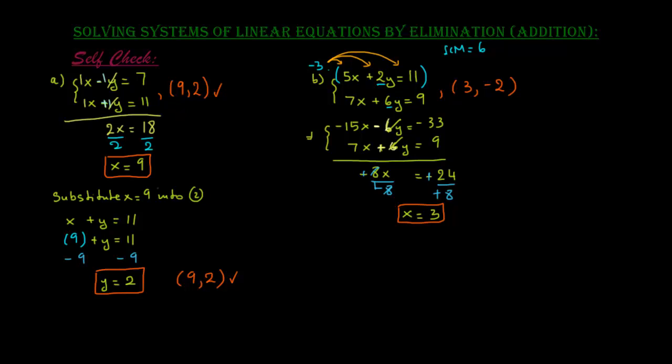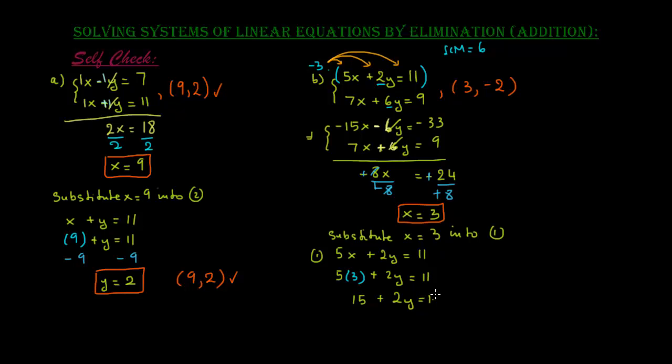Now we do back substitute. Substitute x equals to 3 into, let's say, first equation. So first equation we have 5x plus 2y equal to 11, and my x be replaced by 3, so 15 plus 2y equal to 11. Isolate the y by move 15 over.